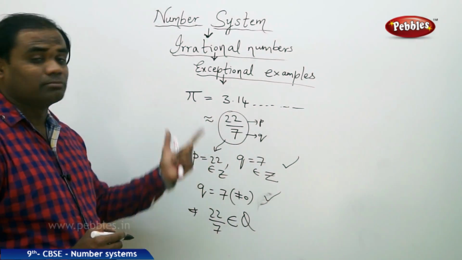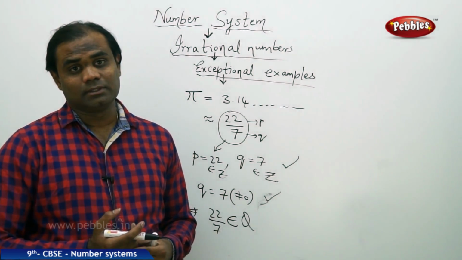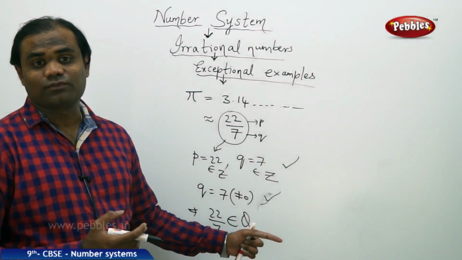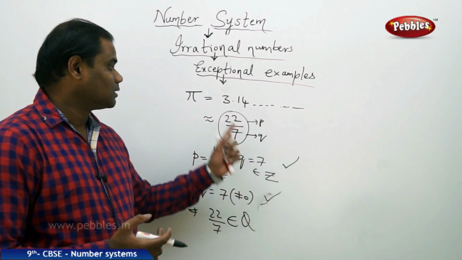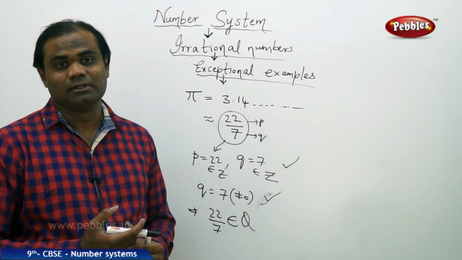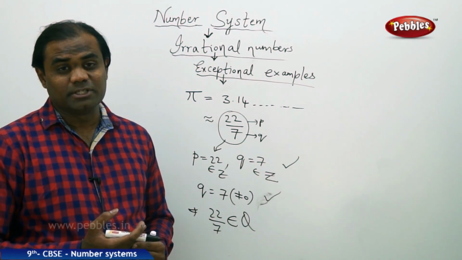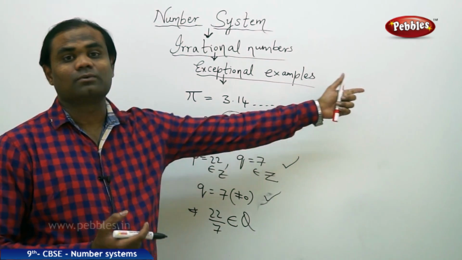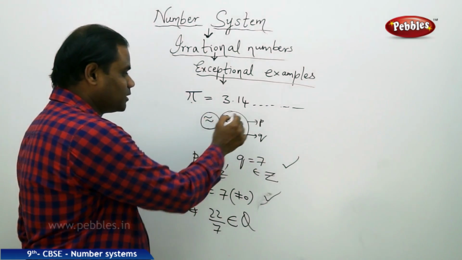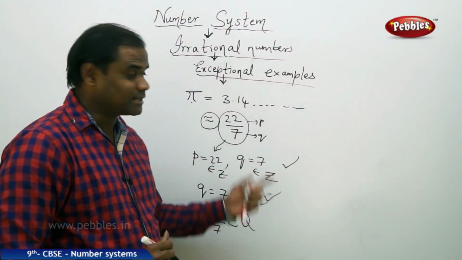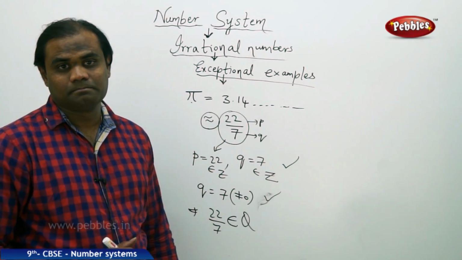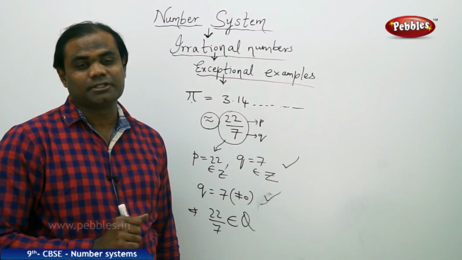Therefore, I might assume that pi is a rational number. But this is an exceptional irrational number. Though 22 over 7 passes the test of being p by q, it cannot make pi a rational number, because pi is a mysterious number which has its value unending. Because we cannot predict it, we only take the approximation of pi as 22 over 7, but it is not exactly equal to 22 over 7, and therefore this is not exactly a rational number. It is an exceptional irrational number.